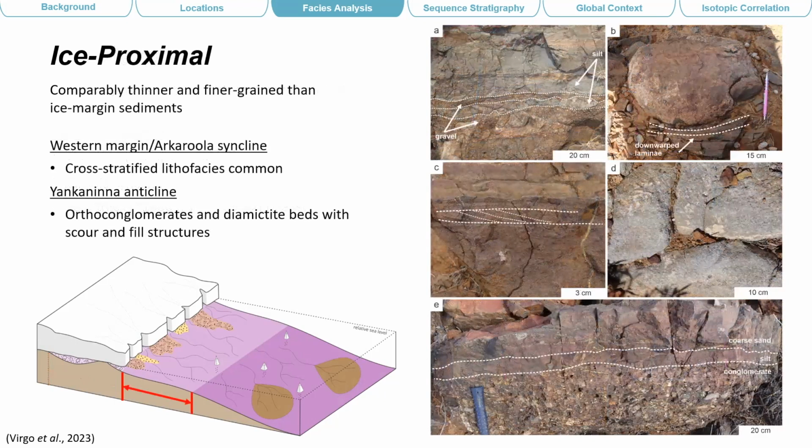We then get into the ice-proximal zone. This is where we start to see some flow dynamics. So it is comparably a lot thinner than the diamictite beds and more fine-grained. In the western margin and in Arkaroola, so along the edges of the basin, we see some evidence for cross-stratification. So there's obviously some sort of unidirectional currents at play. And then in Yankonina anticline, we see some orthoconglomerates and diamictite beds with scour and fill structures. So again, we've got some evidence for flow dynamics and possible channelization.